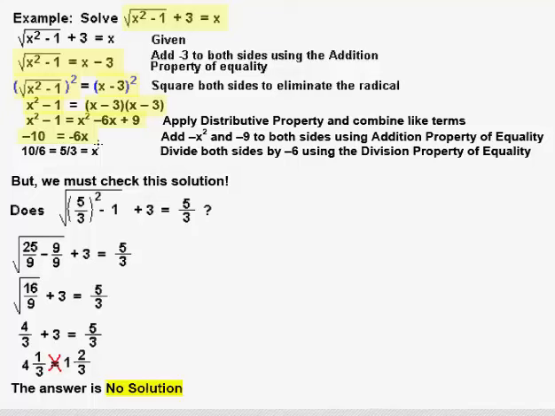Now divide both sides by negative 6 and we get 10/6 equals x, or 5/3 reduced. But we're not done yet. Radical equations always require that you check for extra solutions. In this case, we plug 5/3 into our original equation, and we get the square root of (5/3) squared minus 1, plus 3. Does that equal 5/3?